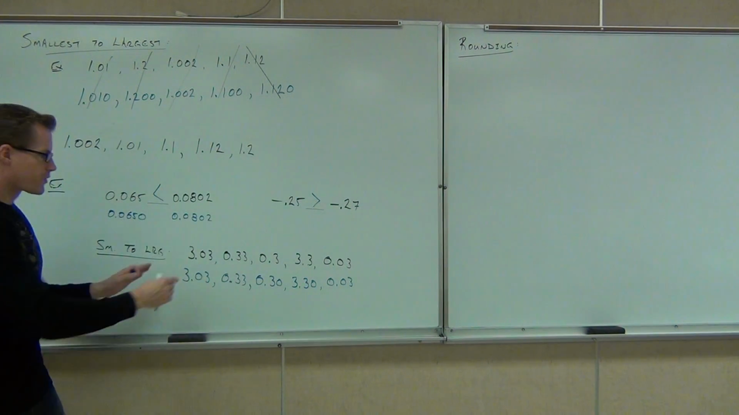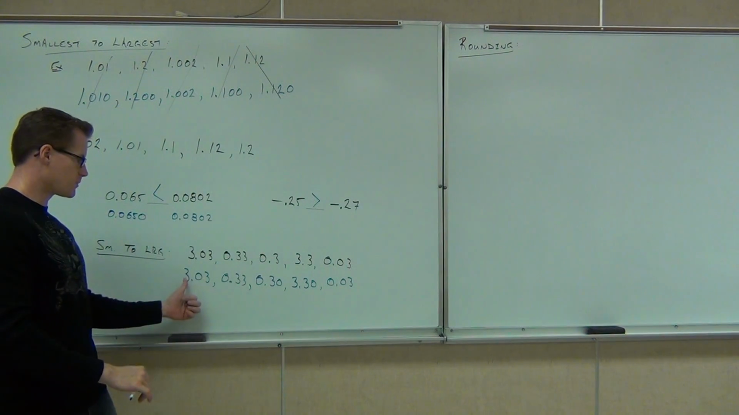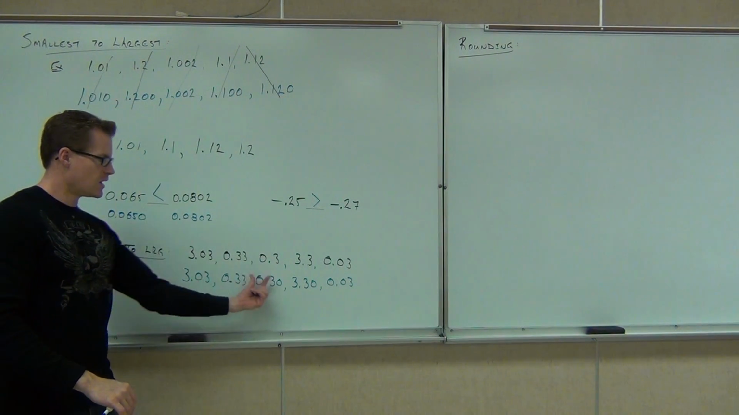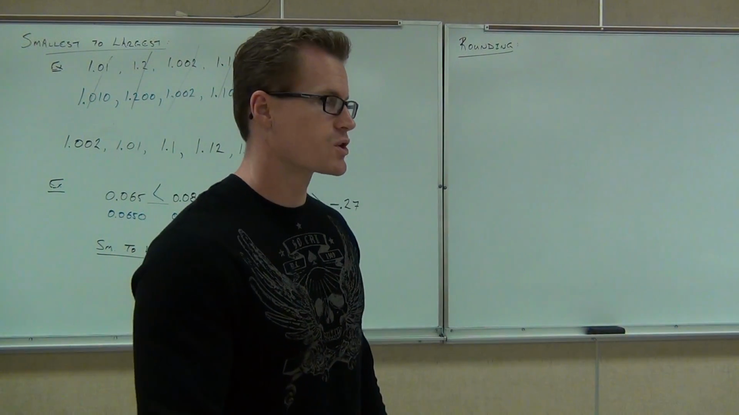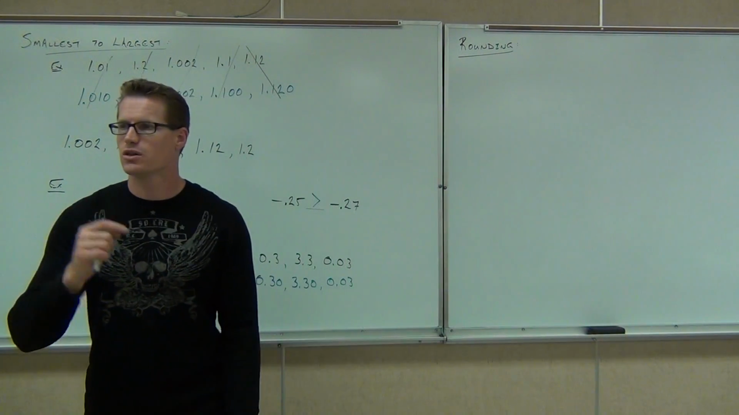So now they're all three numbers long. We have something in front of our decimal place and two numbers after in every single spot. That's what we want. Now it's going to be pretty easy to compare these numbers. We're going to go smallest to largest.